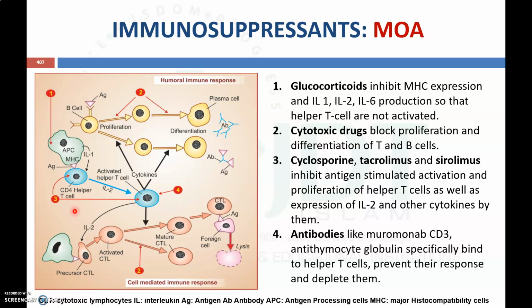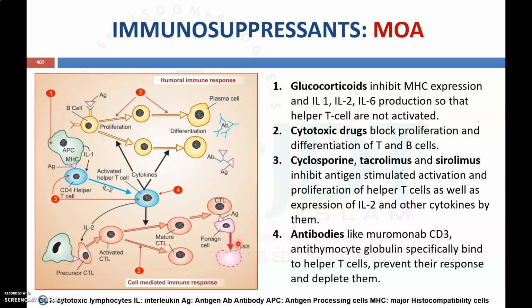The cell-mediated immune response arises from the precursor cell, known as the cytotoxic lymphocyte. When an antigen binds with the cytotoxic lymphocyte, it also produces interleukin-2. That interleukin-2 activates the cytotoxic lymphocyte, which differentiates into a mature cytotoxic lymphocyte, and this binds with the antigen and lyses the foreign body. So this is the major immune response pathway in our body.